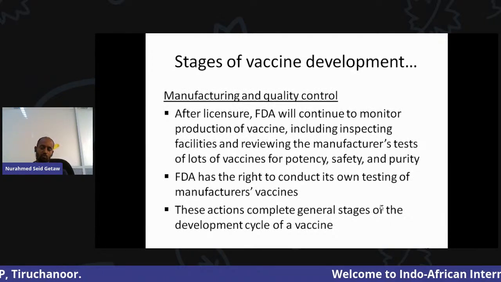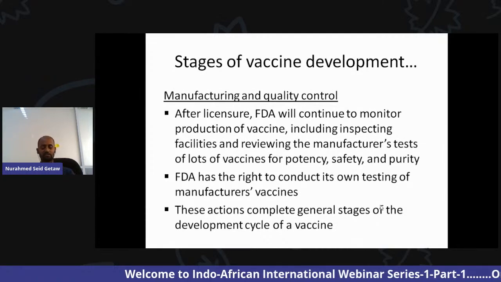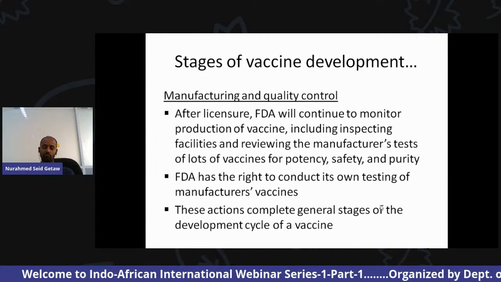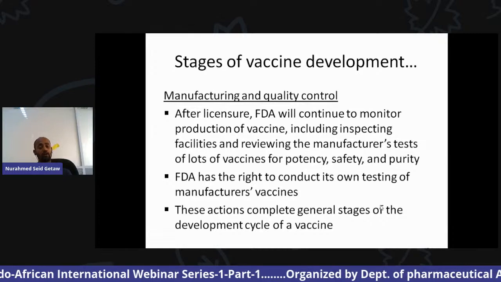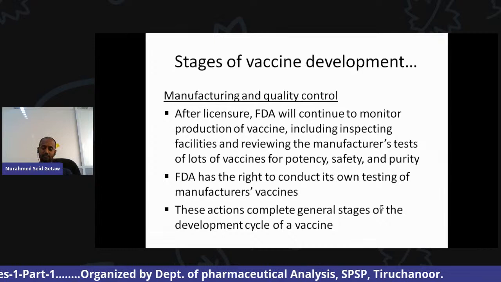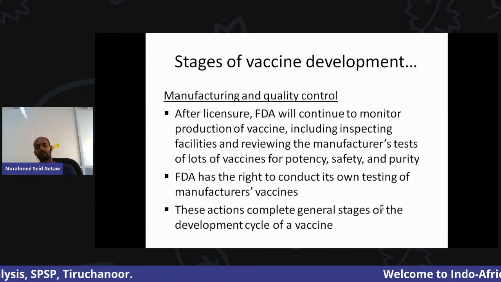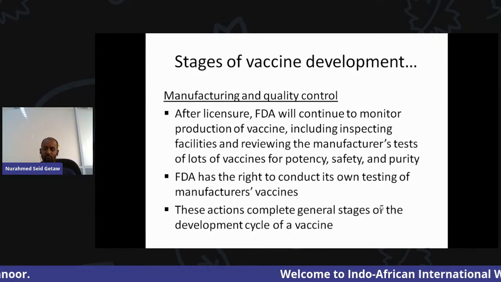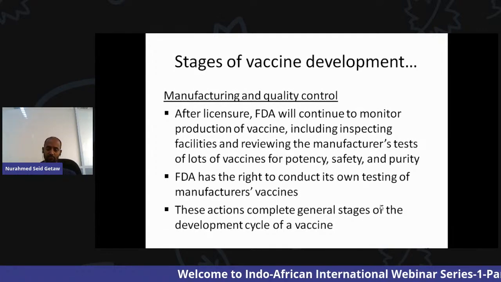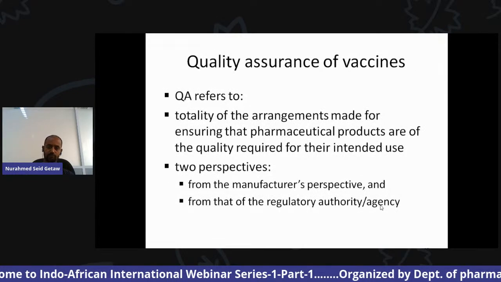Regarding manufacturing and quality control, the FDA or the analogous responsible regulatory authority will have to check before allowing that vaccine manufacturer the marketing authorization. They will have to check the manufacturing or production sites and quality control facilities. Each and every one of these will have to be thoroughly checked.